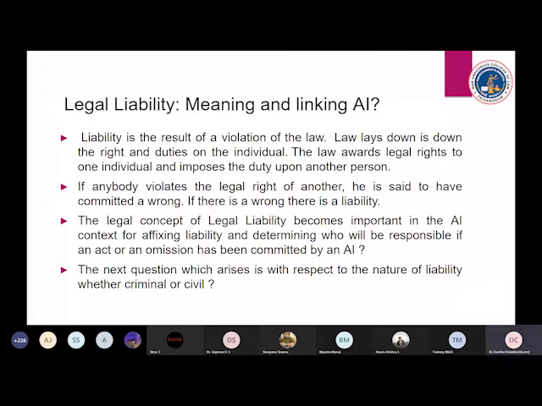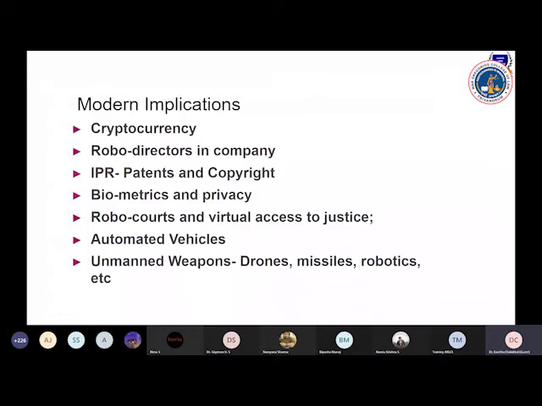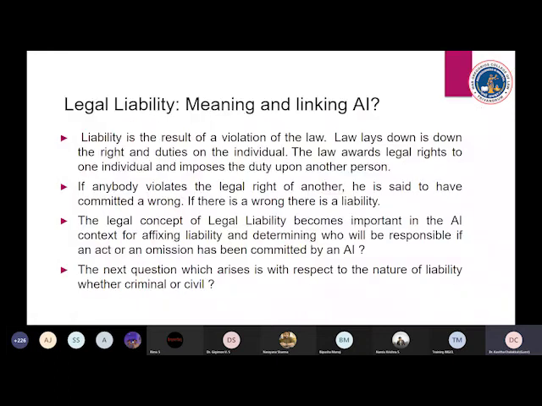When I share the modern implications in all these aspects, those questions of liability, identifying the legal personality, identifying whether AI is a subject or an object of law, and the type of liability to be created is a new set of challenges which the jurisdictions are trying to identify and find a solution to.